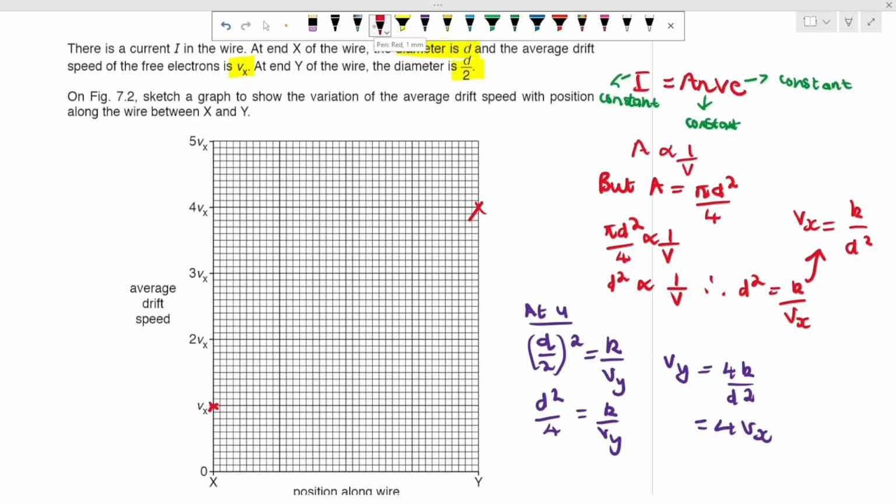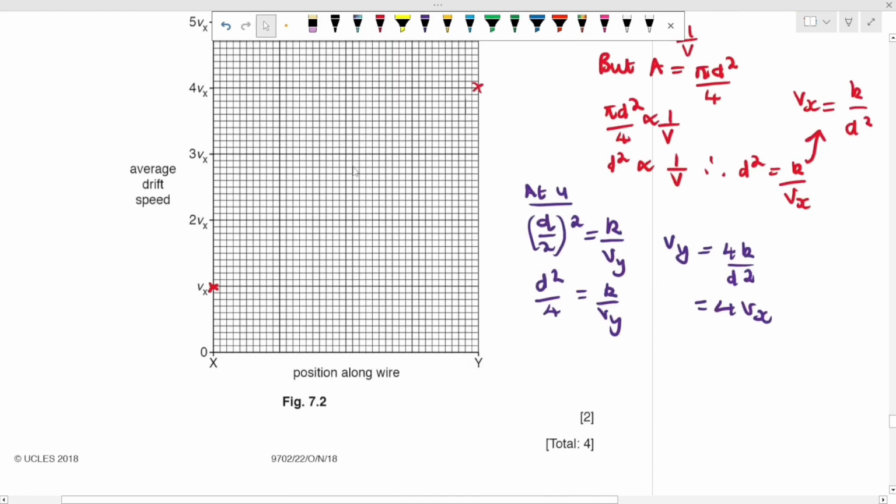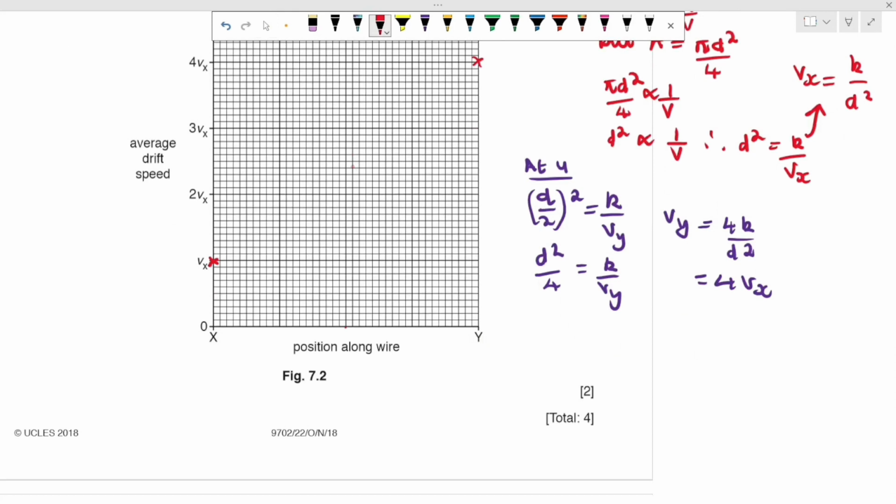Because the last mark, the one mark is a line that is just drawn between these two points. But then the other mark is for the shape, which is the gradient. They need an increasing gradient. So what you do is you go to the middle here. If you find this coordinate, if it's here, then it's a straight line. If it's here, then it's a curve that's going up. If it's down here, then it's a curve that's going down.